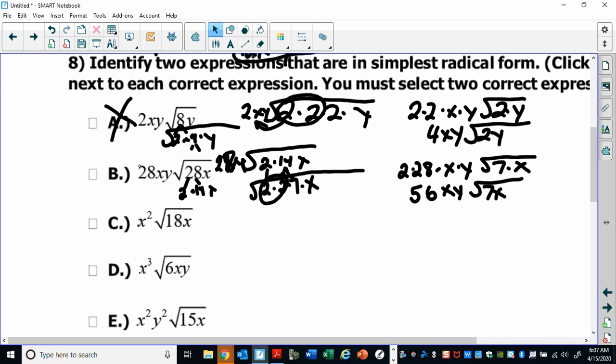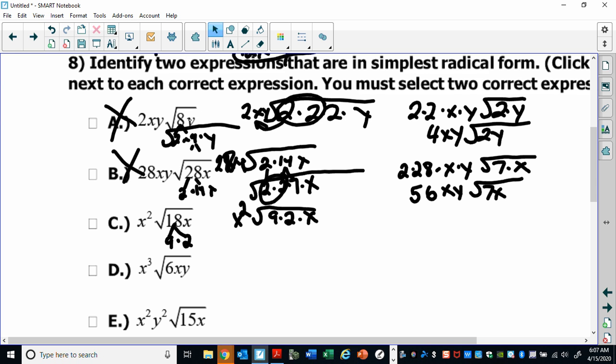All right, so this does not work because we had to break down 28. We did bring out 1, 2, so therefore that doesn't work. C, let's break down C. So now we have 9 times 2. So when we break that down, we have the square root of 9 times 2 times x. Do not forget your x squared.